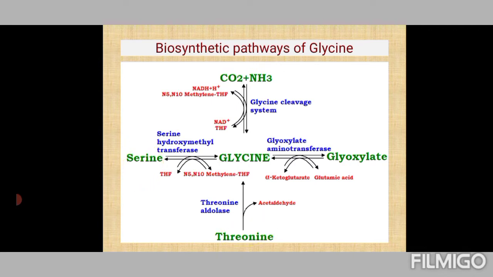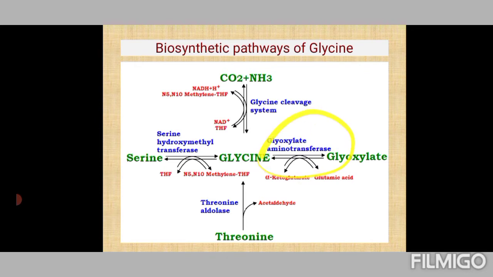Now, here there is another amino acid, serine. It gives rise to glycine with loss of one carbon. So the extra carbon in serine is received by tetrahydrofolate to give rise to N5, N10 methylene THF, which is the one carbon unit. The enzyme involved is serine hydroxymethyl transferase. Here it is threonine aldolase, which gives rise to glycine, and acetaldehyde leaves threonine. So the extra carbon is lost as acetaldehyde.